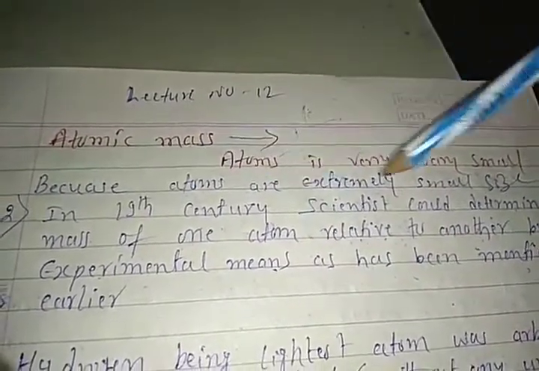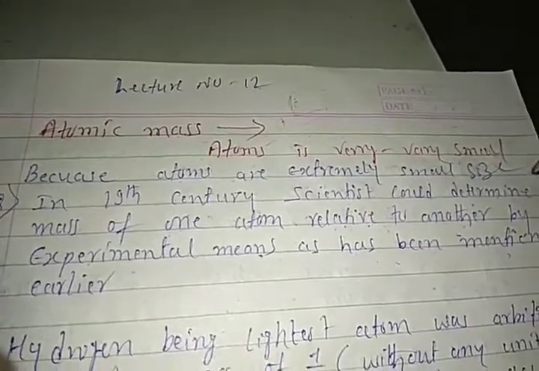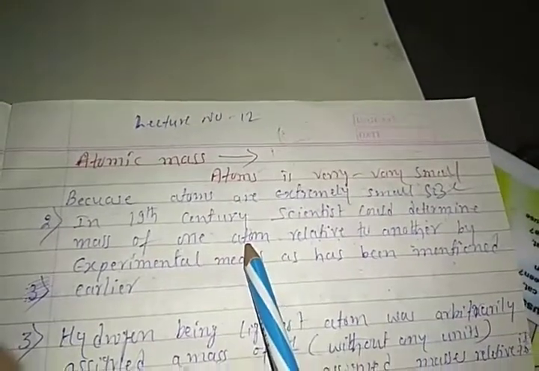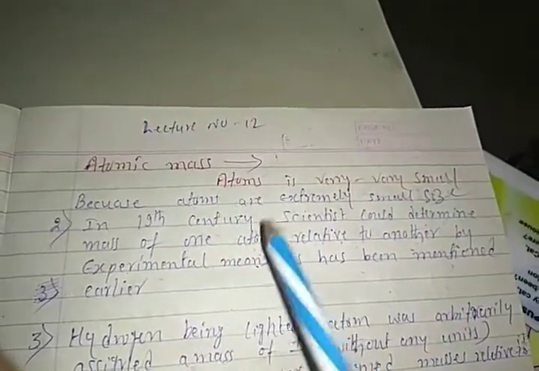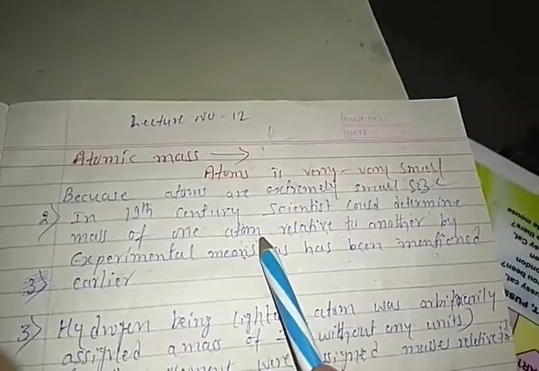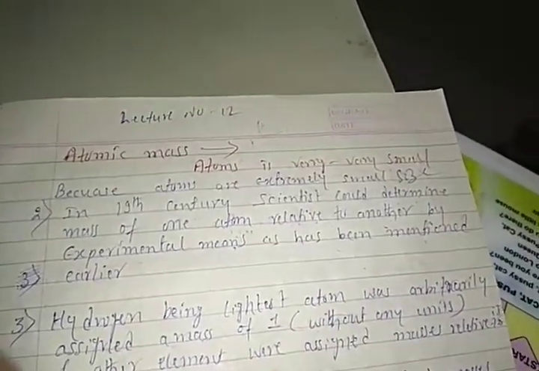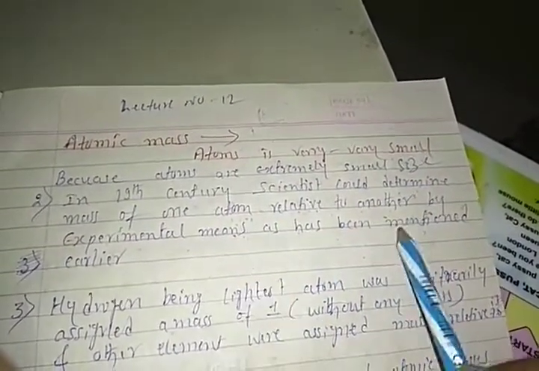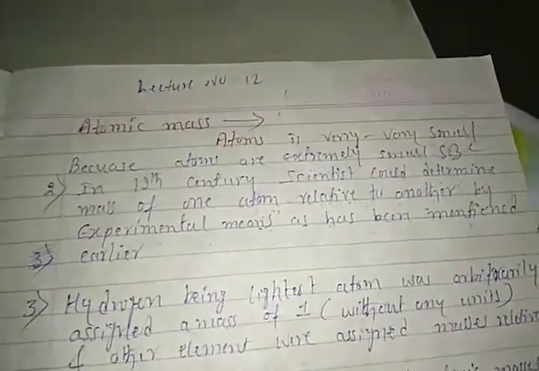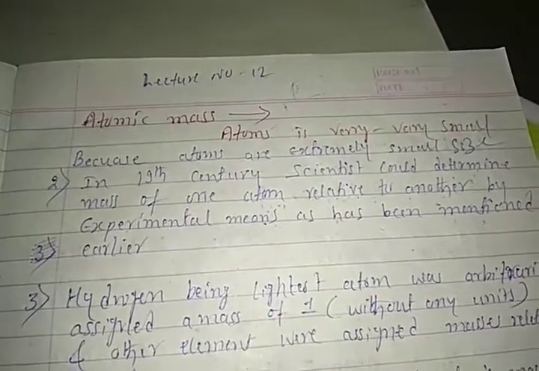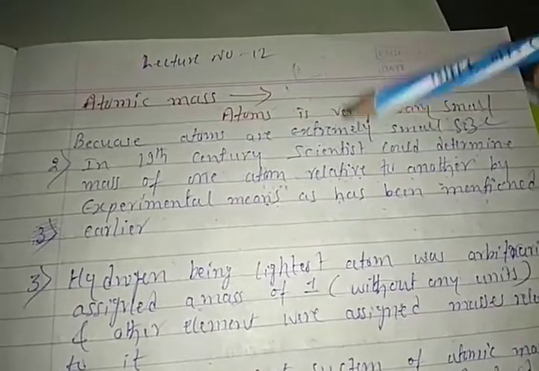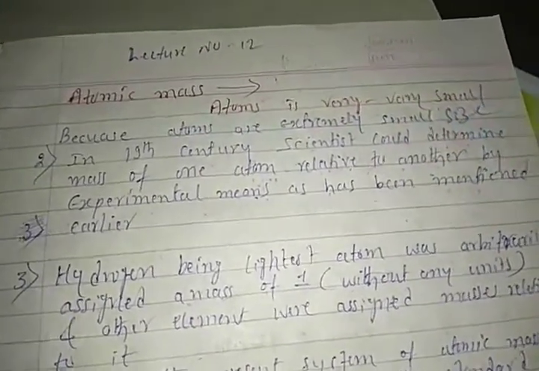In the 19th century, scientists wanted to determine the mass of one atom related to another. The mass of one atom related to another by experimental means has been mentioned earlier. So what were the scientists using? They used some relative prototypes to measure mass, using kilogram, milligram, etc. That's by experimental means.